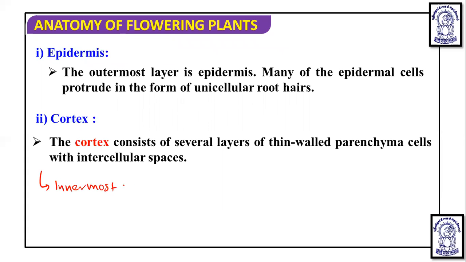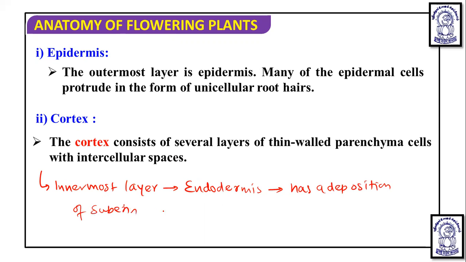Its innermost layer is endodermis, which has a deposition of suberin in the form of Casparian strips. Okay, you will see the presence of Casparian strips due to the deposition of the suberin on the radial as well as tangential walls.